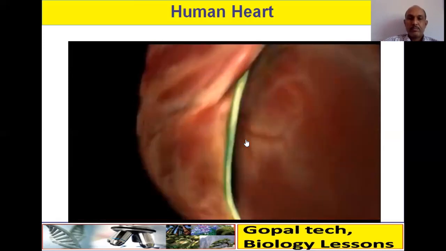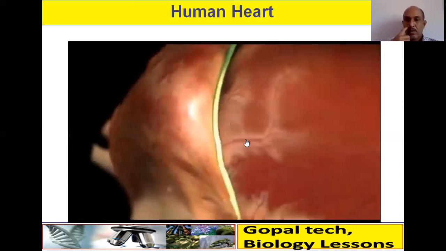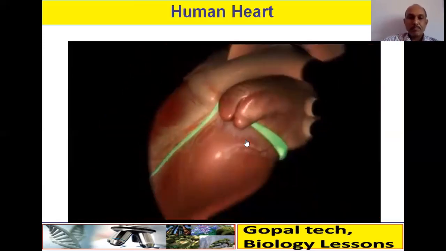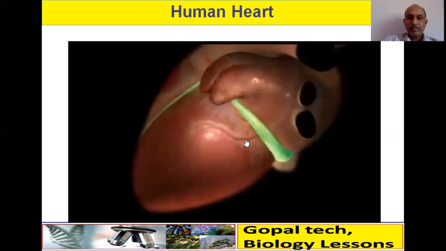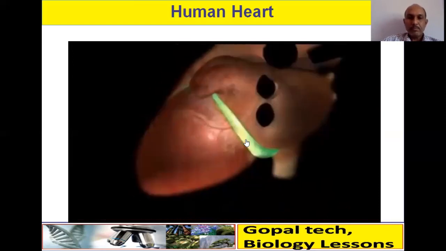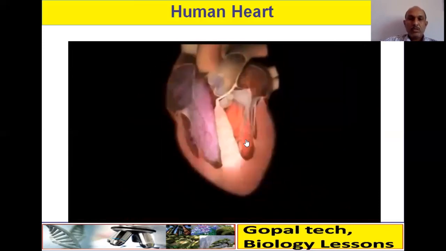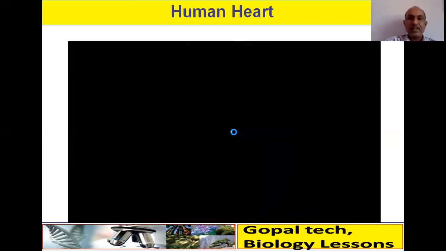The right coronary artery supplies blood to the bottom and back of the heart. The left coronary artery splits into two vessels. One branch supplies blood to the front of the heart. The other branch delivers blood to the left side of the heart. An electric system transmits signals throughout the heart that control its pumping. That electrical system we study in higher class.